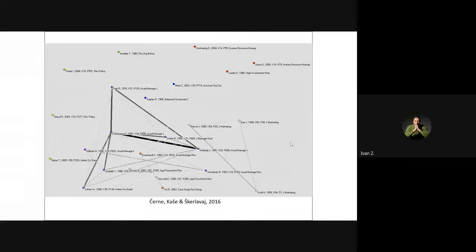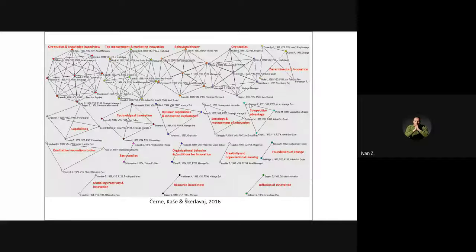Okay, so we stopped at this map actually. So I was telling that the strength of the connections is actually in the map. The stronger the co-citation connection, the stronger is the line. The thicker the line, the stronger the connection. Right. This is how these maps are usually shown.